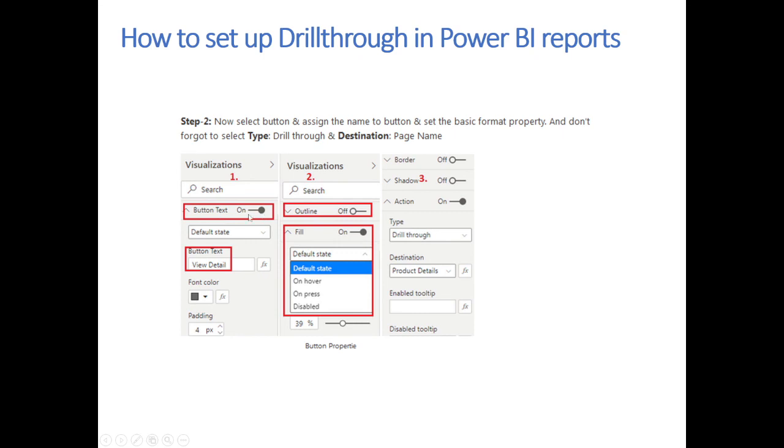For button text, we turn it on and use View Detail. This will be the caption of the button, and these are the format options, such as the default state and shadow. So these are the three steps. Action on, and then type is Drillthrough, destination is Product Details.